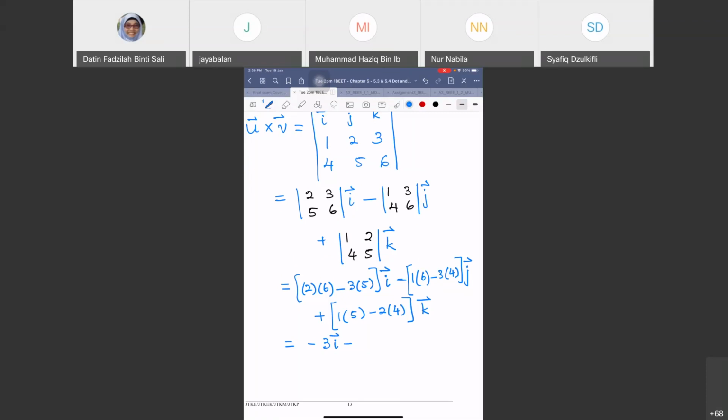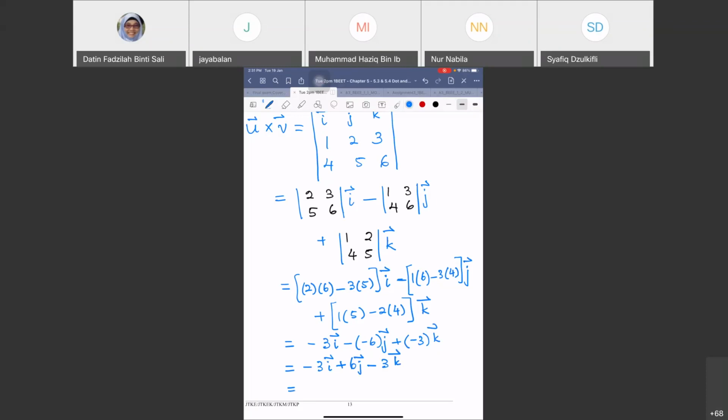Then what you have is actually, in the bracket, your 6 minus 12. So that is negative. So just put your negative first. So you have your minus 6j, and then plus your 5 minus 8. So again, another negative here, 5 minus 8, so minus 3k. Then finally, what you have is minus 3i plus 6j minus 3k. So until here is full mark if everything is correct.